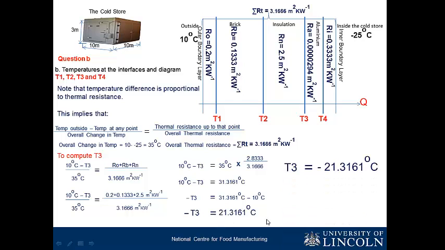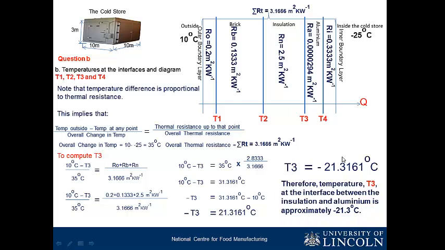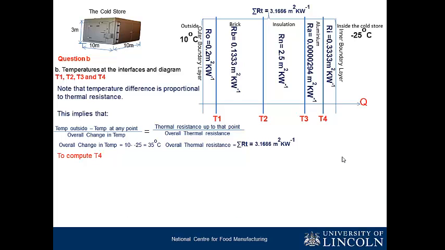So if minus T3 is this, our T3 will be minus 21.3161. That shows that the temperature at the interface between the insulation and the aluminium is minus 21.3. Now to do the last one, which is T4, still the same procedure. So we have R0, RB, Rn, Ra, because we want to find the temperature up to this point.